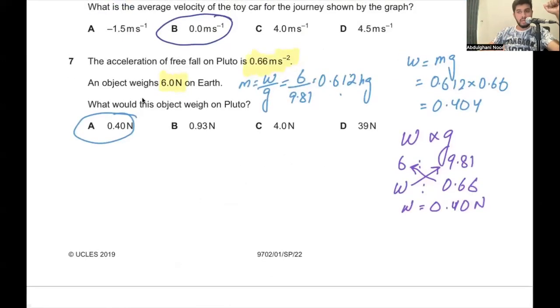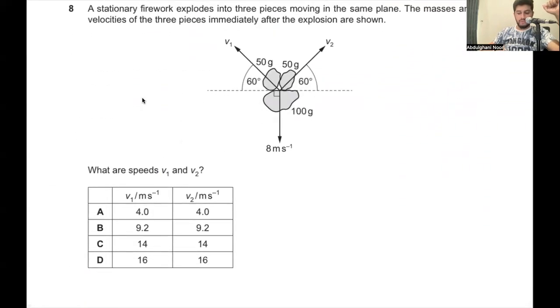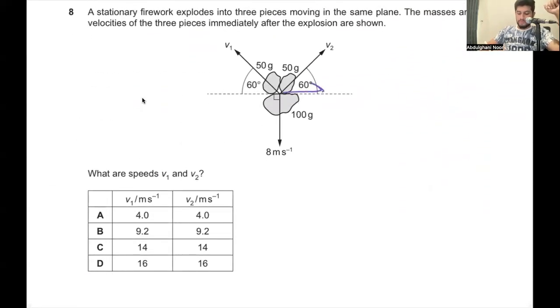The answer to 7 was A, Fatma. I'll have to resolve my velocities. So the horizontal velocity is v2 cos 60. This horizontal velocity is v1 cos 60. The vertical velocity is v2 sine 60. The other vertical velocity is v1 sine 60.